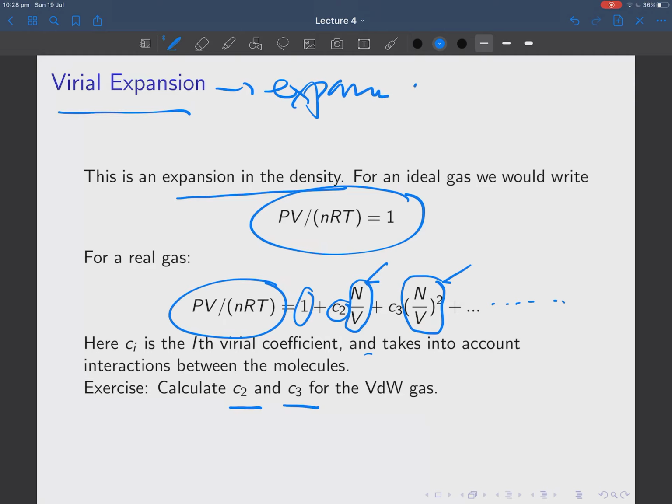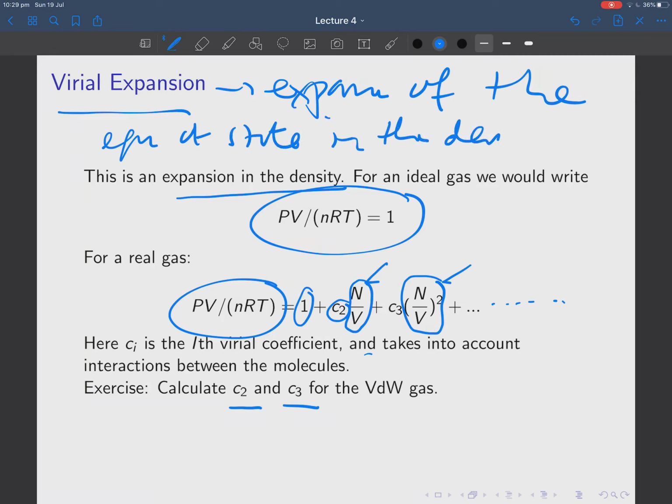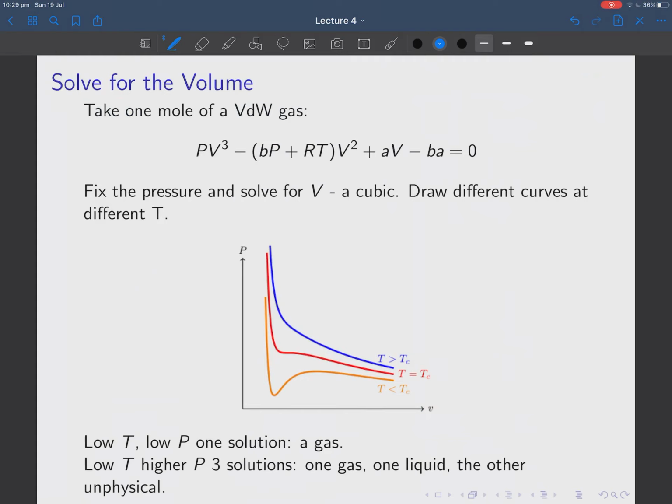So as an exercise, you should go away and calculate C2 and C3 for a van der Waals gas. This effectively is an expansion of the equation of state in the density, or in powers of the density. So first power, second power, etc. So go away and calculate C2 and C3 for a van der Waals gas and see if you can get it.